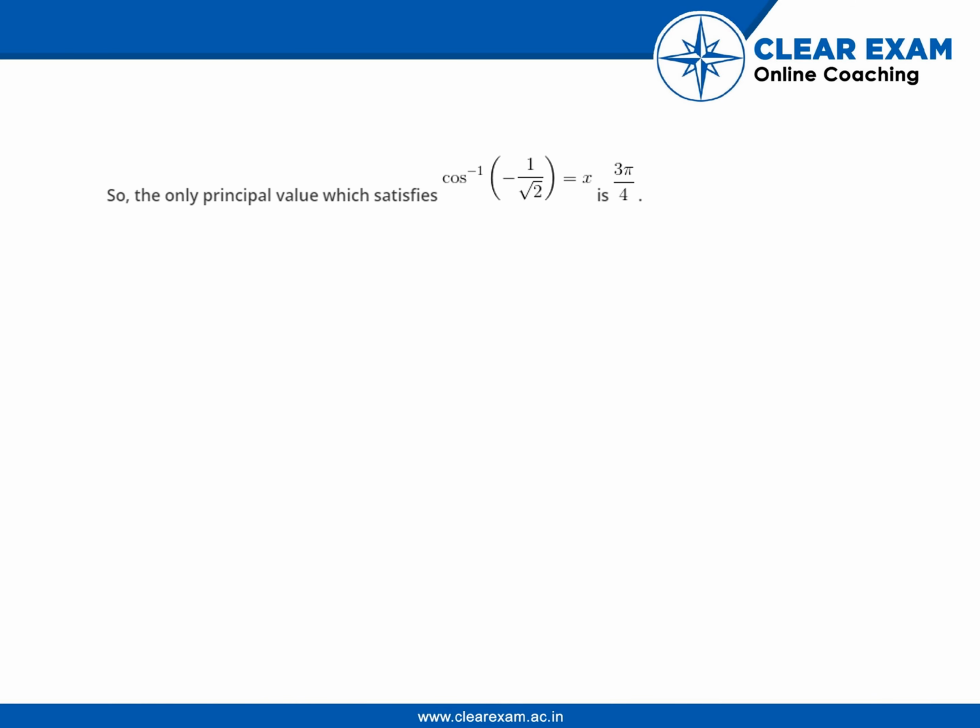So the principal value that satisfies the range of the inverse function of cos is: cos inverse of minus 1 by root 2 equal to x is 3 pi by 4.